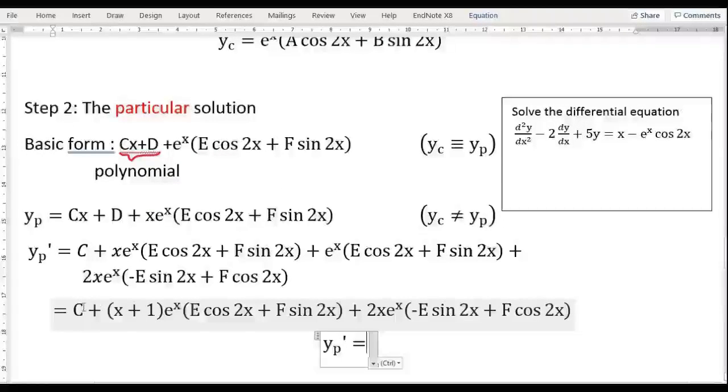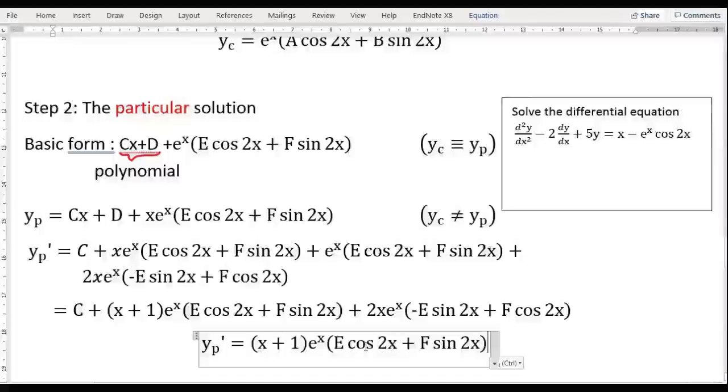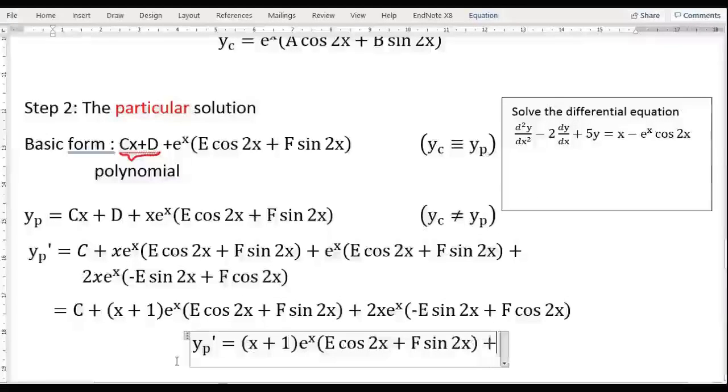So c will give us 0. And then let's say we differentiate the exponent x first, so this part will be the same. Okay, and then secondly we differentiate the x plus 1, so that will give us 1, and the rest are maintained.